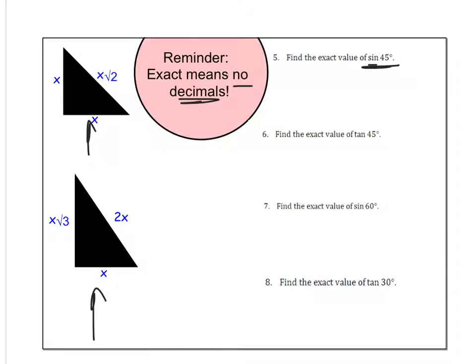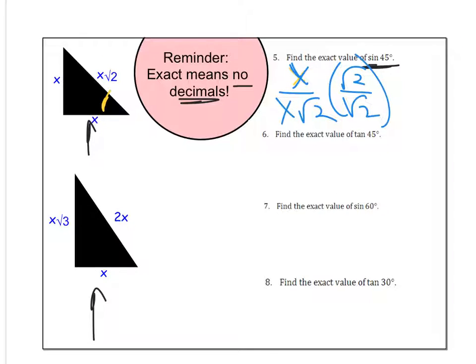So sine of 45 means I'm dealing with this angle right here. That's opposite over x square root of 2, okay, which I cannot have, so I'm going to multiply by square root of 2 over square root of 2. We call that rationalizing the denominator. Cannot have a square root in the denominator. So that becomes x square root of 2 on top. On the bottom, it becomes 2x. The x's cancel out.